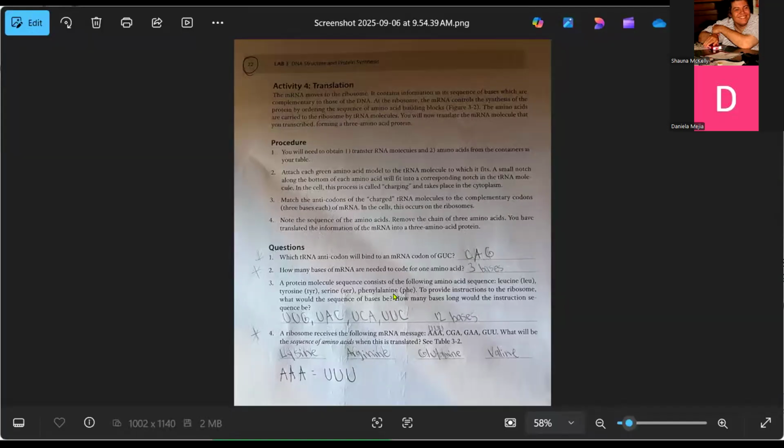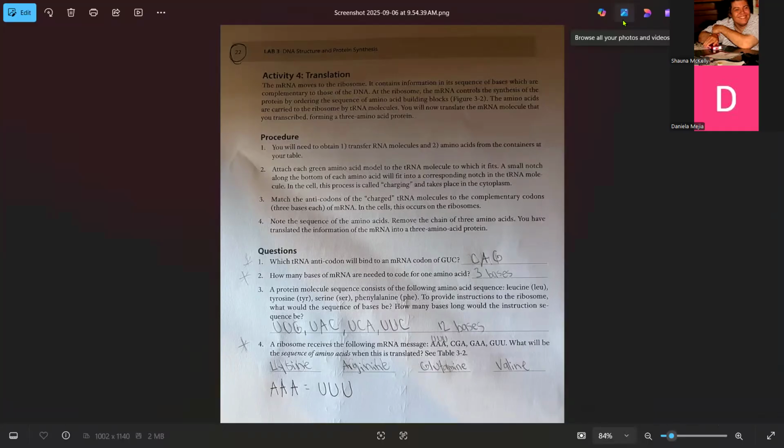And I think it's this one here. Yeah, it is. Okay, so this is activity 4, translation. The mRNA, remember that's the one that leaves the nucleus, moves to the ribosome. Do you remember what happens on the ribosomes? What does the ribosome do for you in your cells? What is the purpose of that?